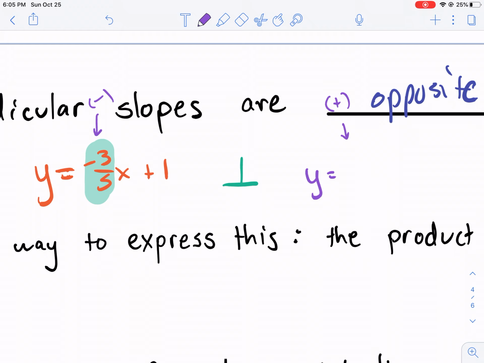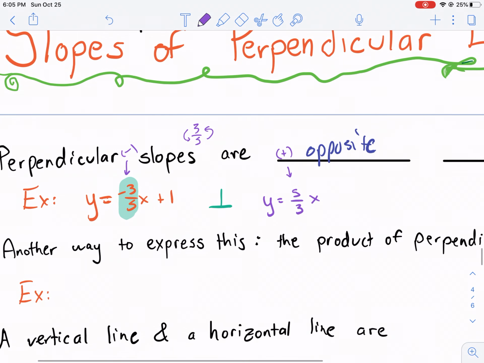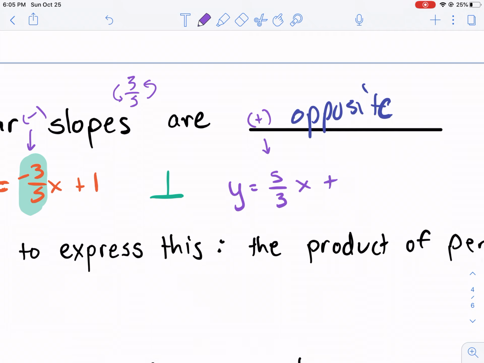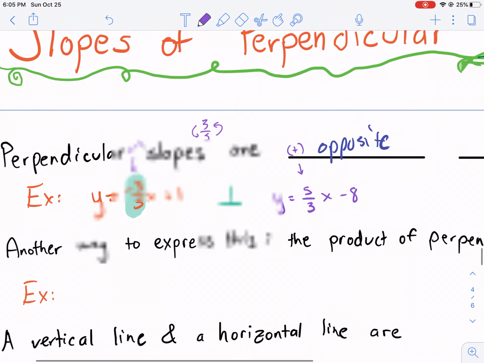And then reciprocal. Because this guy's 3 over 5, we're going to flip him for the reciprocal. What goes on top goes on the bottom, and the bottom goes to the top. The numerator goes to the denominator, and the denominator goes to the numerator. All right, so we have 5 over 3, a positive 5 over 3. Don't forget your x. Now, if there's no other conditions, it doesn't matter what the y-intercept is. It can even be the same thing, but in this case, let's just avoid that. We'll put minus 8. How about that? So there's a perpendicular line.